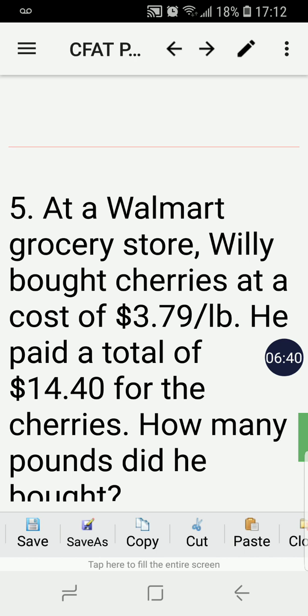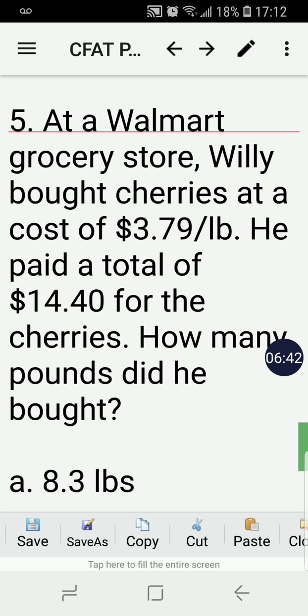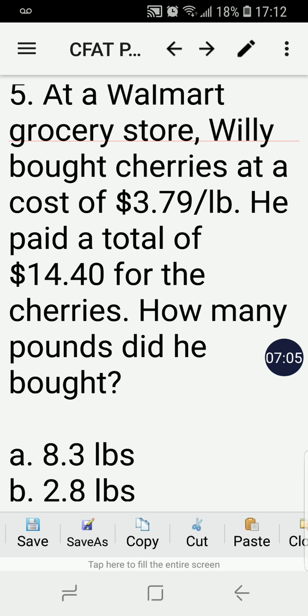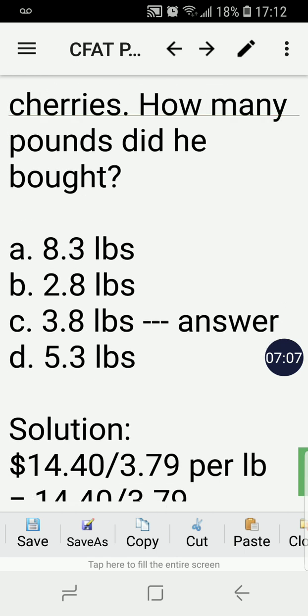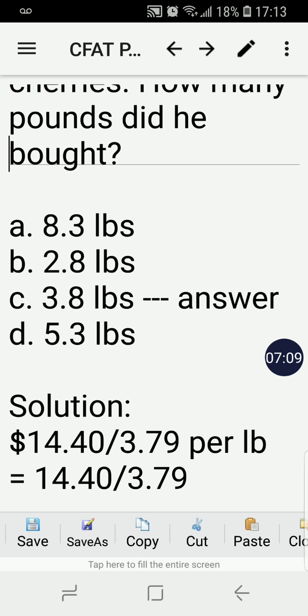And the last problem, we're going to the grocery here. At a Walmart grocery store, Willie bought cherries at a cost of $3.79 per pound. He paid a total of $14.40 for the cherries. How many pounds did he buy? So here are the choices, and the correct answer is 3.8 pounds.